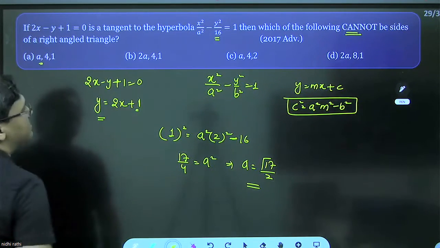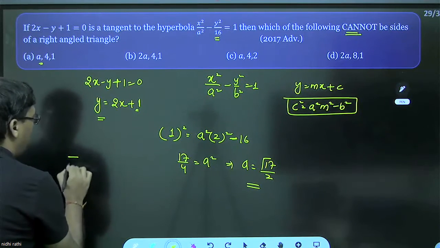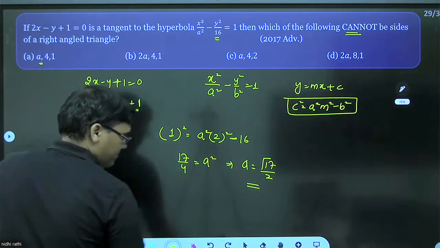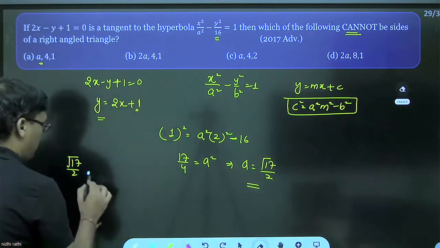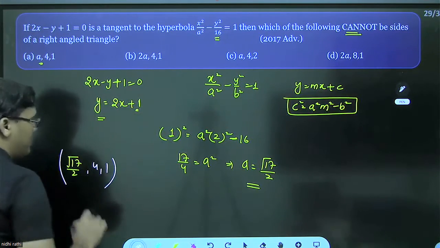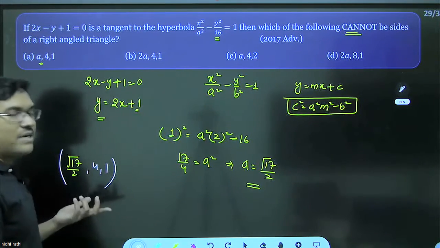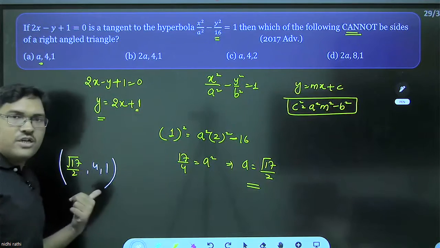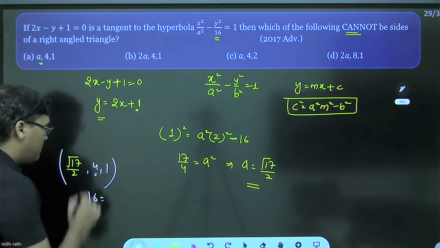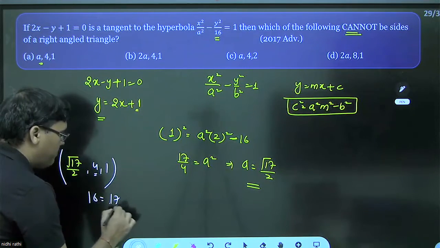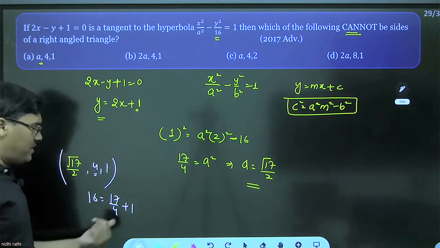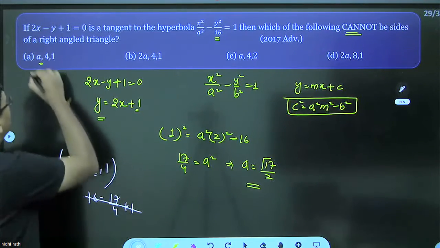If I take this combination, this is root 17 by 2, comma 4, 1. You can just check this triplet, is this triplet satisfying this Pythagorean theorem or not. So you can see this is the largest side. So this is 16. This is 17 square, 17 by 4 plus 1. Obviously, it cannot satisfy this because it is going to be a fraction. You can check this. This is not correct. This can be the answer.